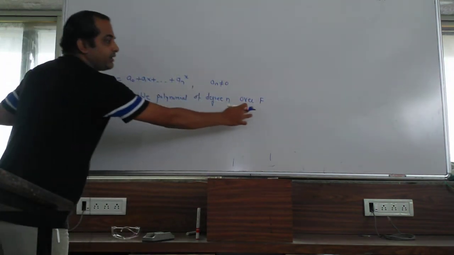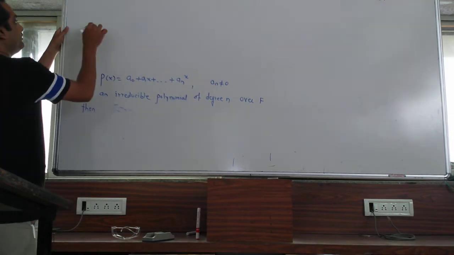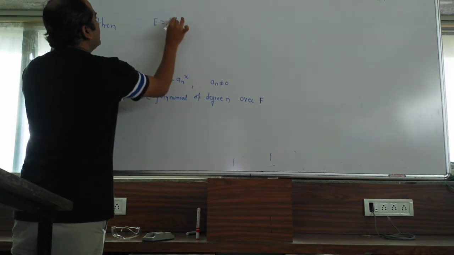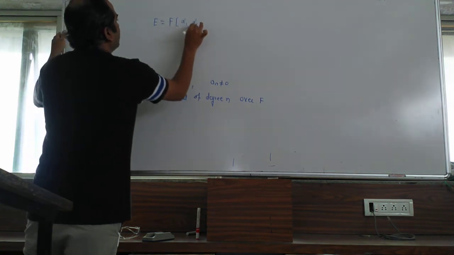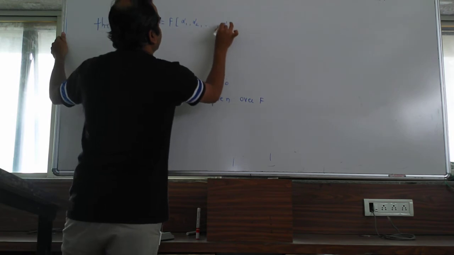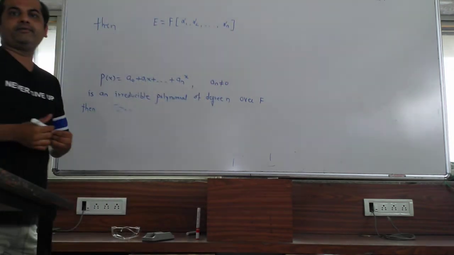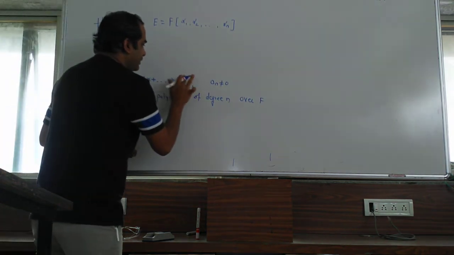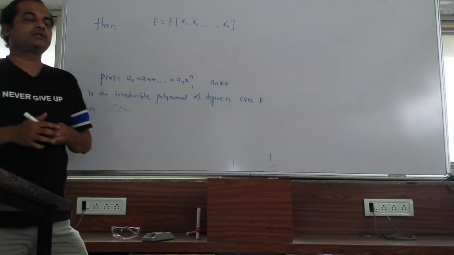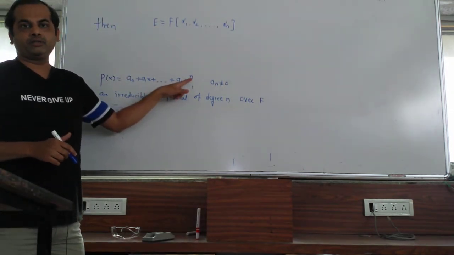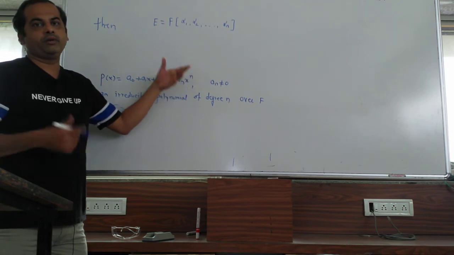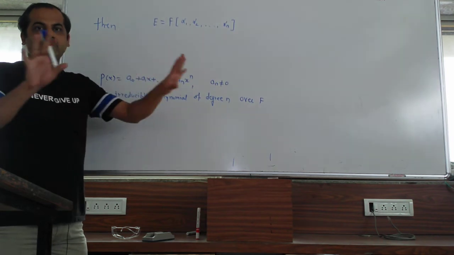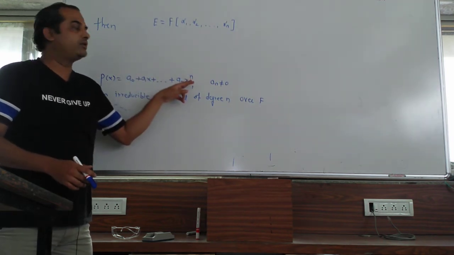In general case, we generally take f to be the rational numbers. Then e is equal to f of alpha 1, alpha 2, up to alpha n, which are the roots of this degree n polynomial, a n x^n plus and so on. So this is an nth degree polynomial, it has n roots, maybe repetition is allowed, maybe not. Generally we are taking distinct roots, which will be useful.